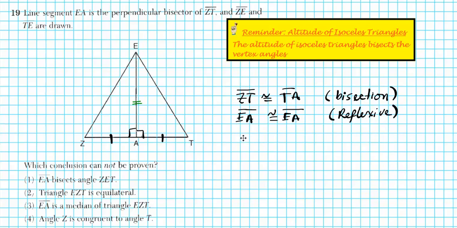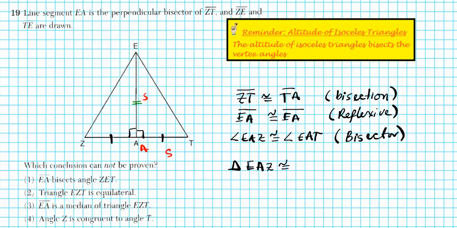And then what do we have? Angle EAZ is congruent to angle EAT. This is because of the bisector. If you bisect an angle, you're going to be left with two congruent angles. They're both 90 degrees. So what we have, ladies and gentlemen, is SAS. So based on the SAS congruency postulate, triangle EAZ is congruent to triangle EAT.